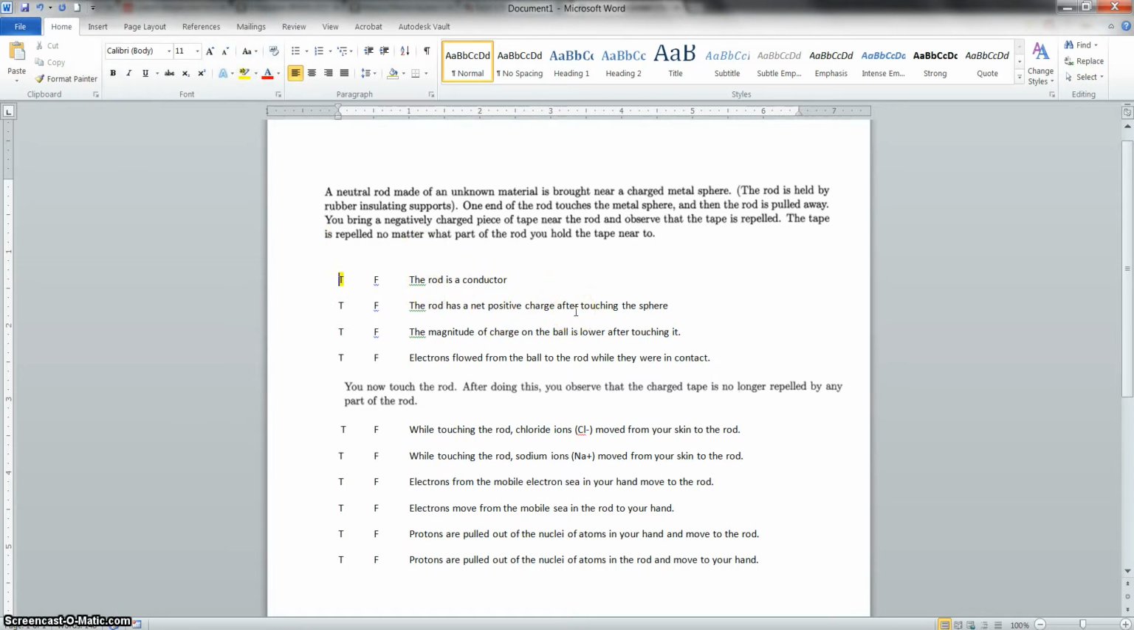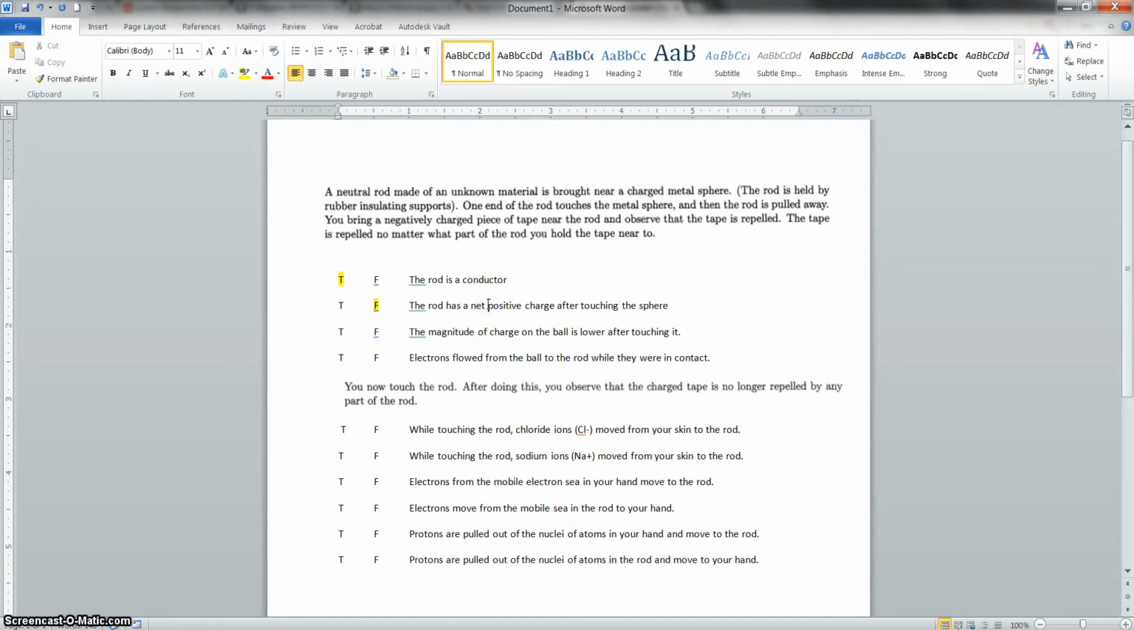The rod has a net positive charge after touching the sphere. Well, you see that the negatively charged tape is repelled whenever it's held near the rod. So that means since like charges repel, the rod must have a net negative charge. Next, the magnitude of the charge on the ball is lower after touching it.